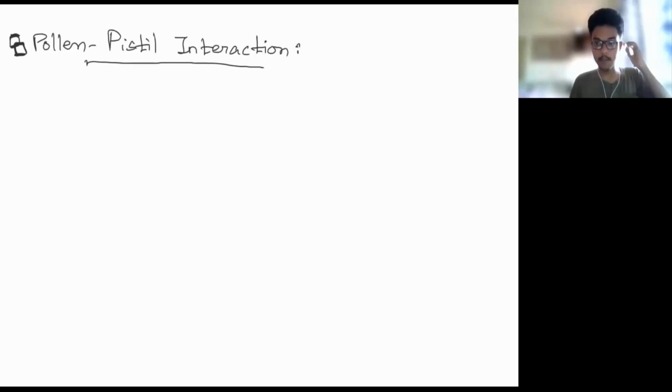Now, starting with pollen-pistil interaction. Reading the NCERT again: pollination does not guarantee the transfer of the right type of pollen. Okay, so now this is very interesting. See, I had just given you a reference of all these things in the previous 4 lectures. So what does it say?